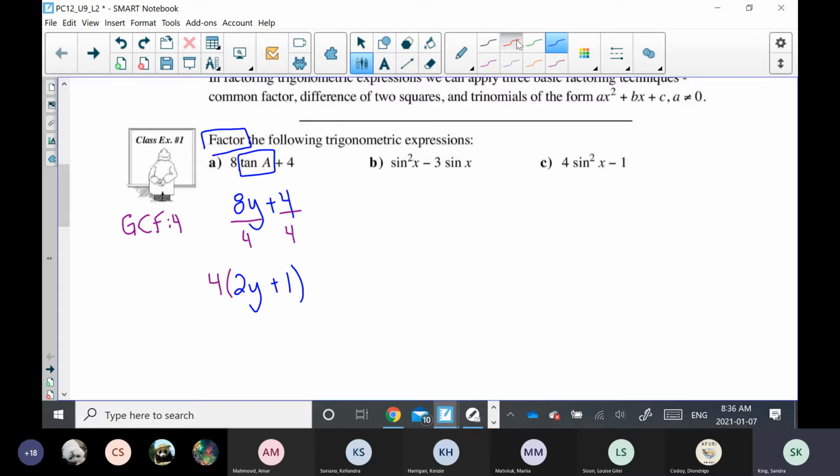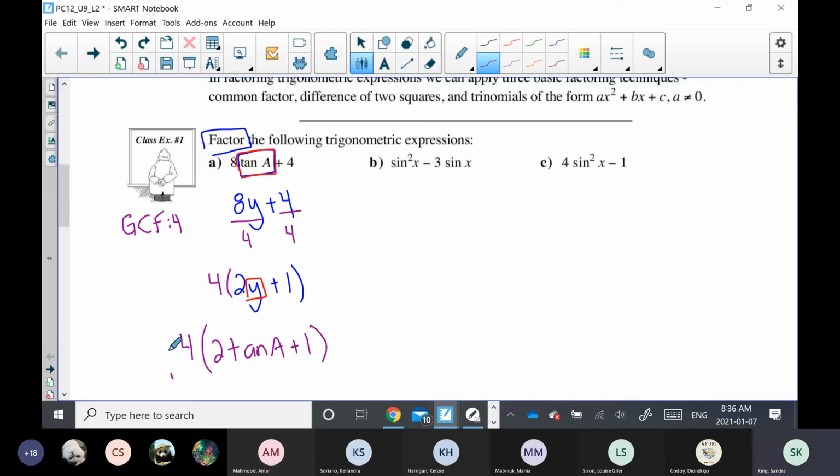What I must now do, though, is remember that my original expression did not have a y in it. So I've got to take that y out, and I've got to put back in what I substituted y to be, which was tan of A. So the actual answer, once it's factored, is 4 multiplied by 2 tan of A plus 1.